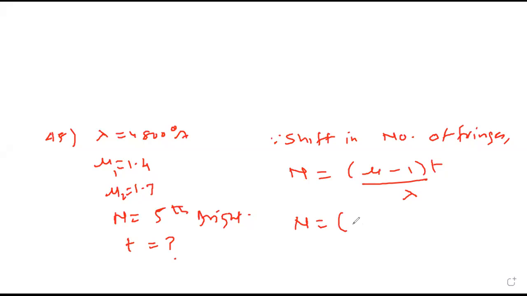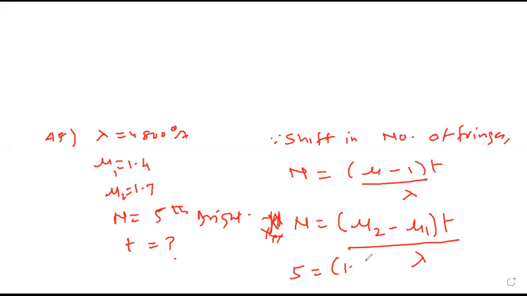When there are two films placed, it will be (mu2 minus mu1) into T by lambda. You have to learn this formula by heart. Now shift is fifth bright, mu2 is 1.7, mu1 is 1.4, thickness is T.